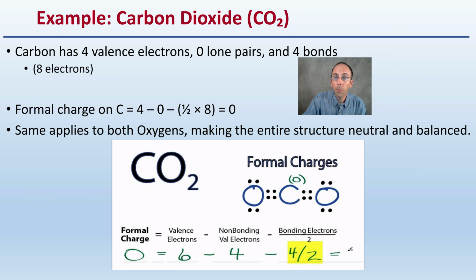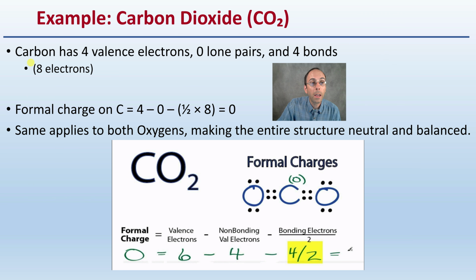So an example here, if we look at carbon dioxide, carbon has 4 valence electrons, no lone pairs, and 4 bonds for a total of 8 electrons. So the formal charge on carbon equals 4 for its valence electrons, minus 0 for its lone pairs, and 4 bonds, which is essentially half times 8, which equals 0. Same applies to both oxygens, making the entire structure neutral and therefore balanced.